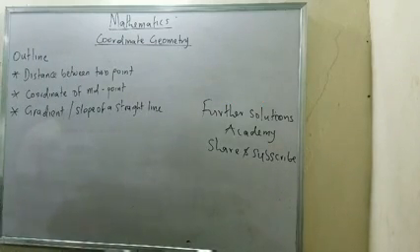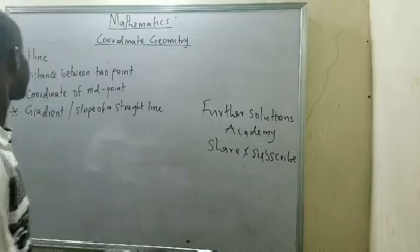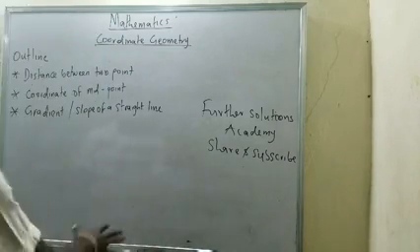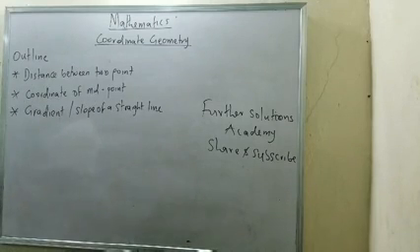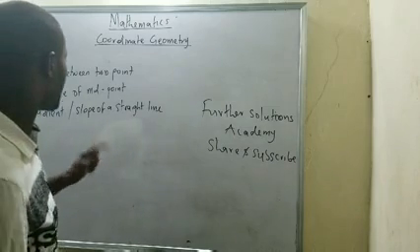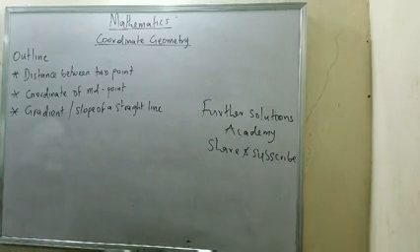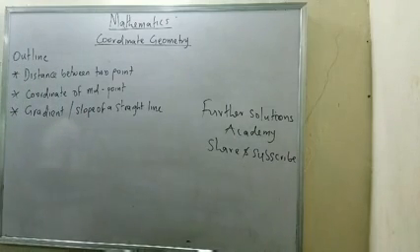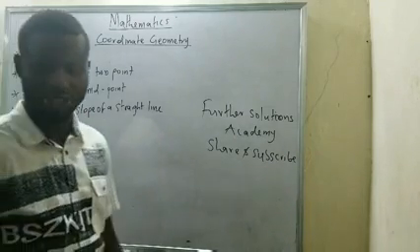In this video, I'll be walking you through coordinate geometry. These are the outline. After this video, you should be able to understand all this. The first one is distance between two points, coordinate of midpoint, and gradient, or we call it slope, of a straight line. That is what I have for you in this video.